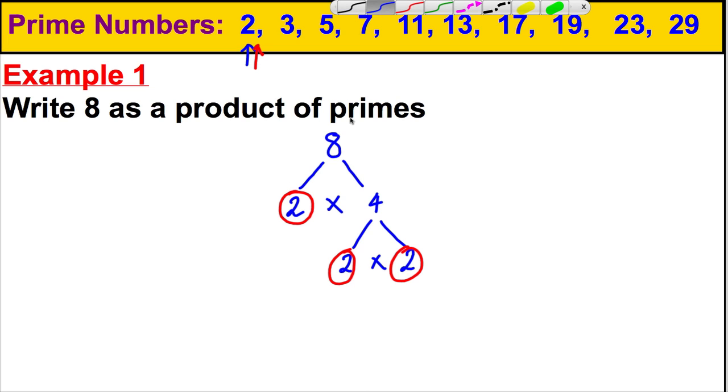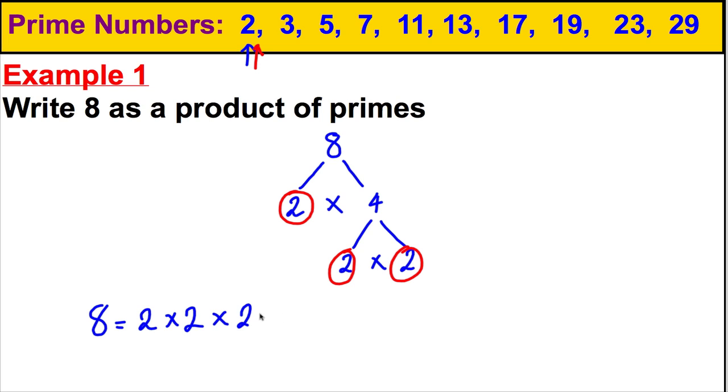And you can write 8 as a product of primes. 8 is therefore equal to 2 multiplied by 2 multiplied by 2. Product is multiplication. So 8 is 2 times 2 times 2, and that's it, you're done.